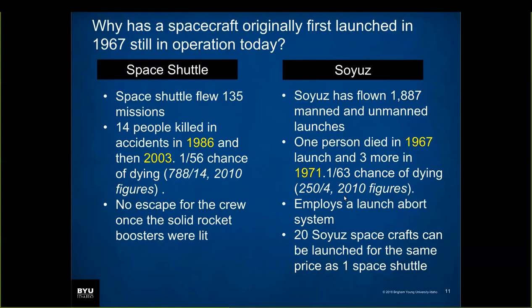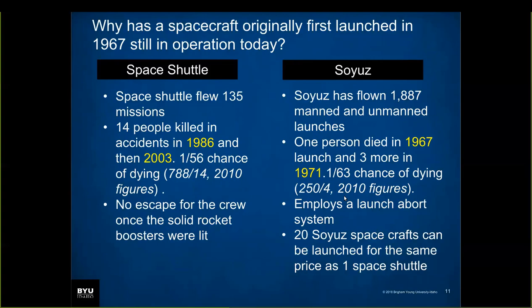So the space shuttle had its first serious accident in 1986, and 14 people were killed. And then many years later, they had another accident. The Soyuz, in contrast, had one accident, one fatality in '67, and then there were three more in '71. However, there haven't been any fatalities since that time. This points to some serious differences of design. And I'm always really interested in the design, whether it be software or cars or any kind of device.